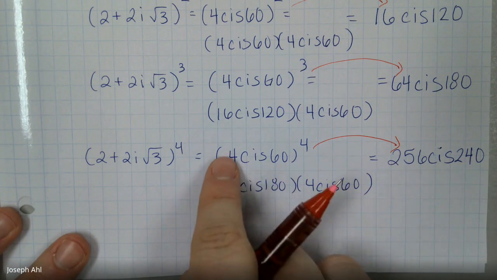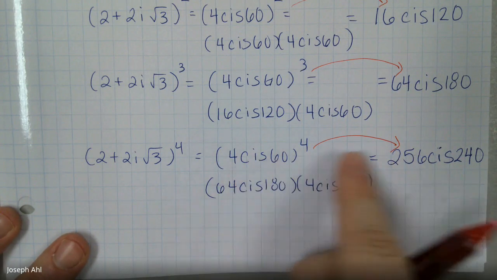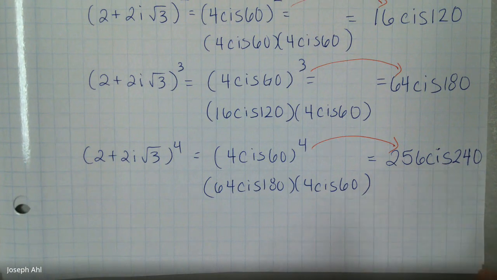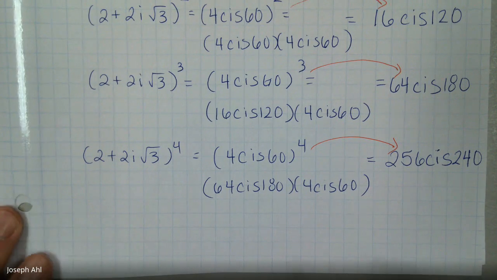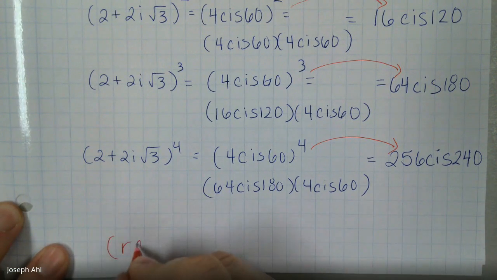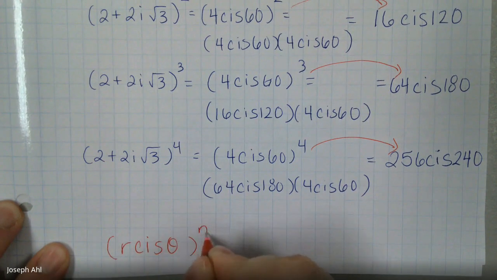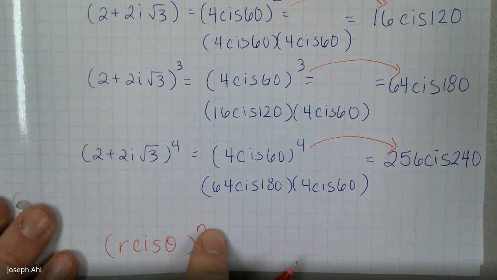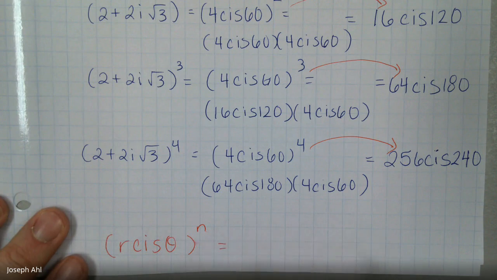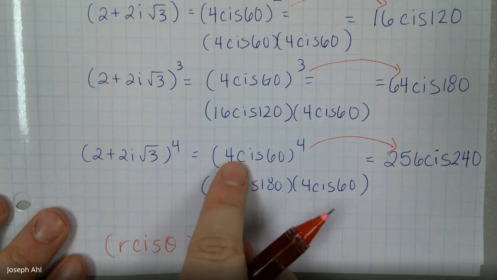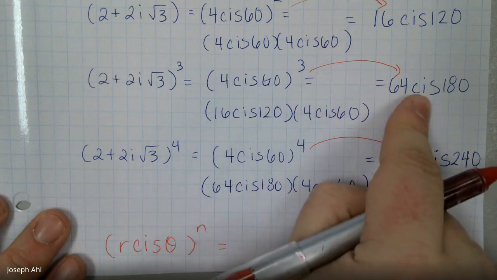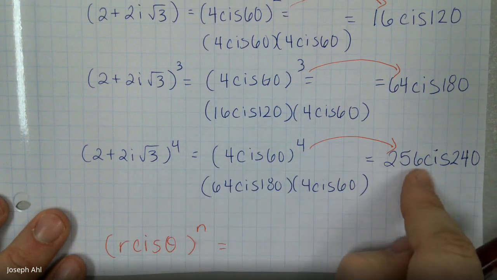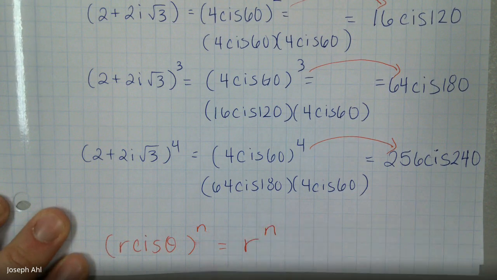So the question is, what happens to the R value, and then what happens to the angle? With enough practice, if I kept building the pattern further and further, what I'm hoping you would recognize is if you do R cis theta and raise it to a power, I'm going to call that in general n, then the rule is the following. The R value gets raised to that power. You can check it on your calc. 4 cubed is 64. 4 to the fourth is in fact 256. So R is going to get raised to the n.